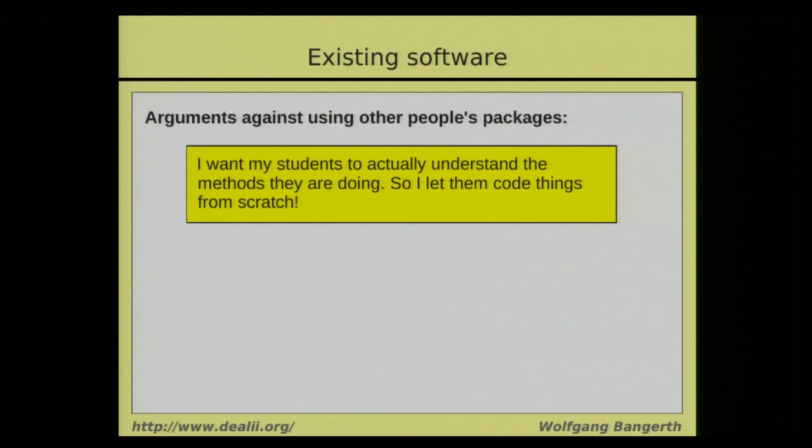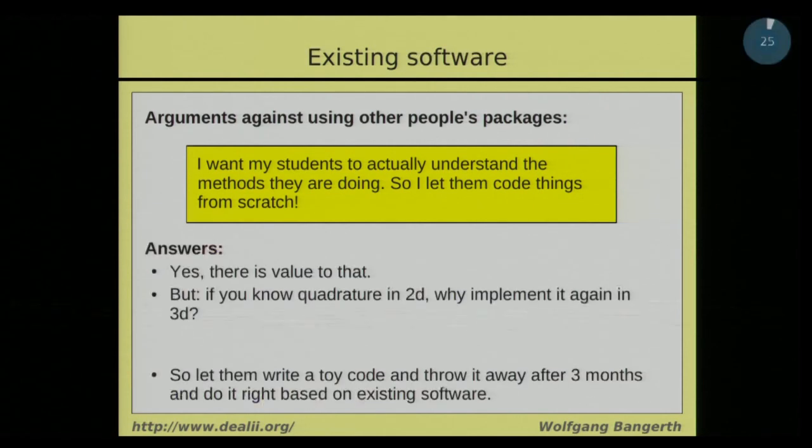From a faculty perspective, what I often hear is that colleagues tell me that they want their students to understand what they do. And that's why they let them write everything from scratch. And I think there is value to this, to a certain degree, but if you know how quadrature works in 2D, there's really no reason why you need to learn to do it again in 3D. So the answer would be, let them write a toy code where they understand how it works, and then after 3 months, when they do know how it works, they throw it away and start again based on some existing software.